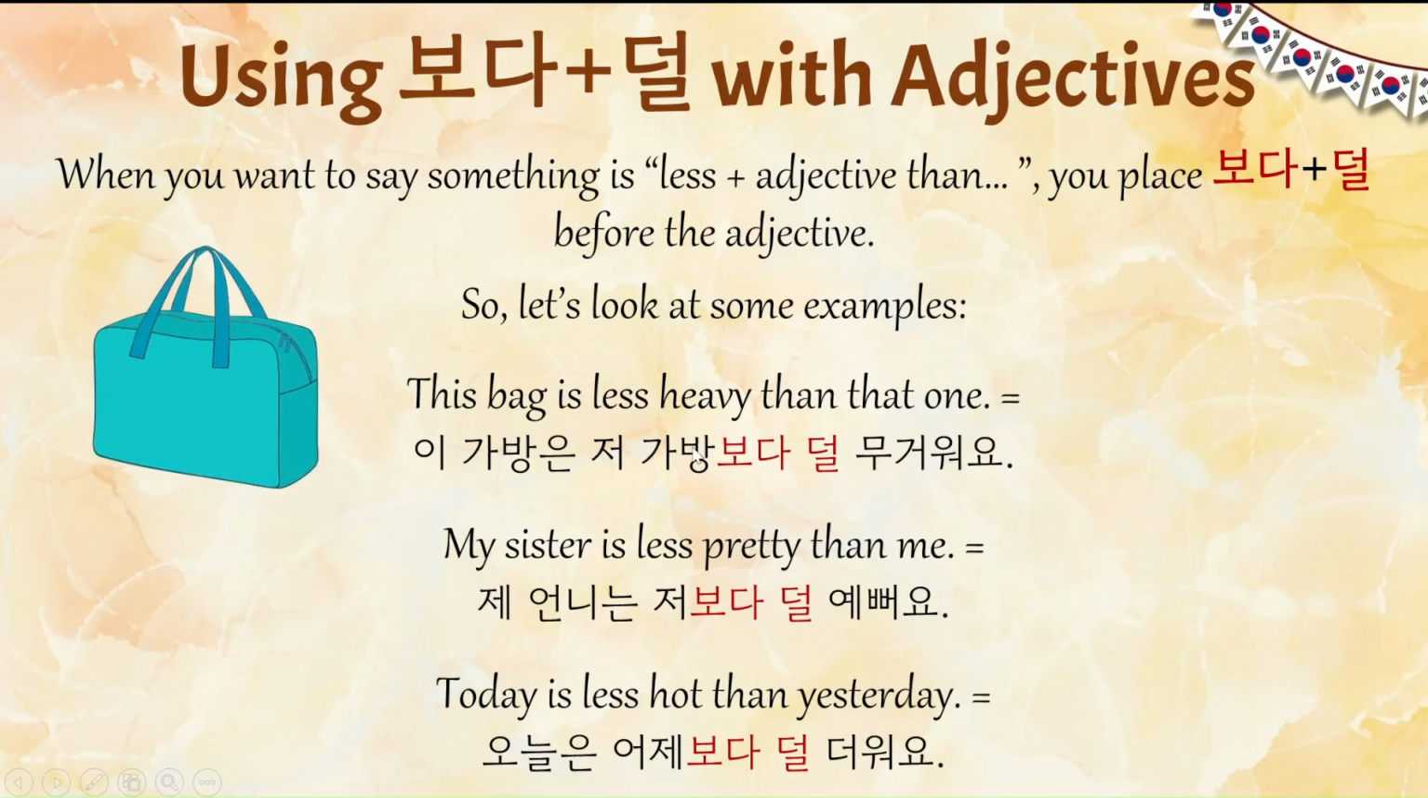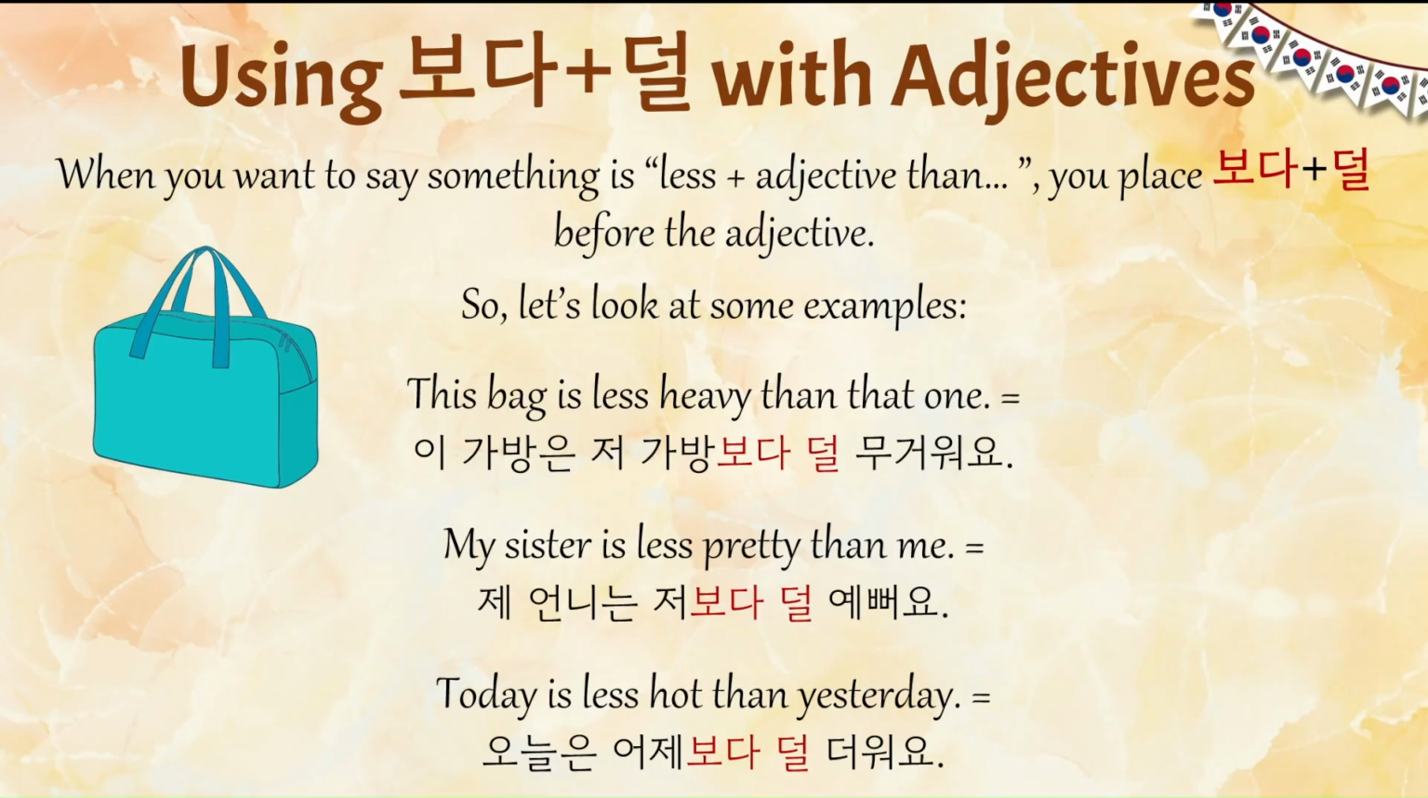This bag is less heavy than that one. 이 가방은 저 가방보다 덜 무거워요. Here, you're comparing two bags. So you're saying this bag, 이 가방, is less heavy than that one. That one, 저 가방. That bag, 저 가방. So you're comparing this bag with that bag. It is 저 가방보다 less heavy, 덜 무거워요. Less heavy than that one. 저 가방보다 덜 무거워요. Okay?